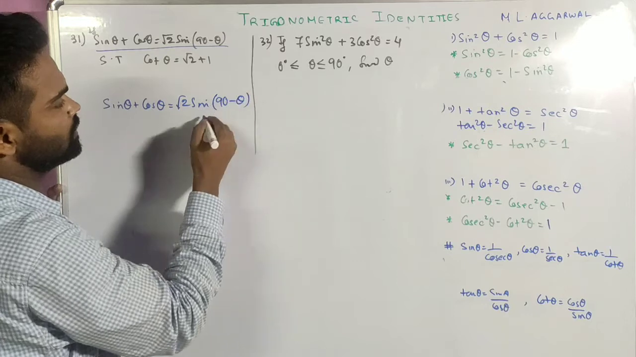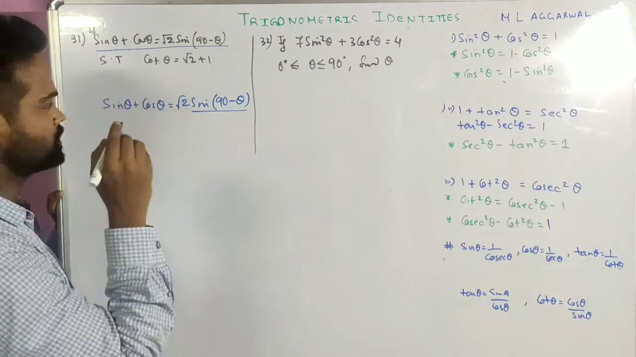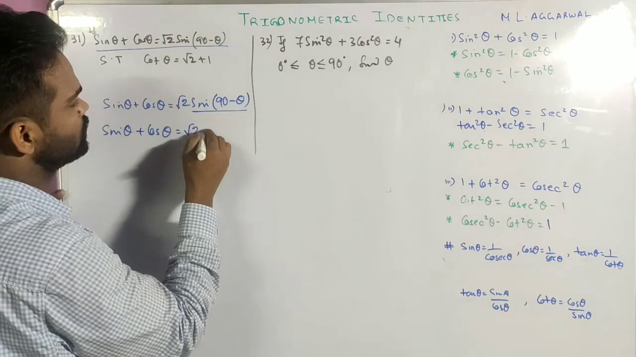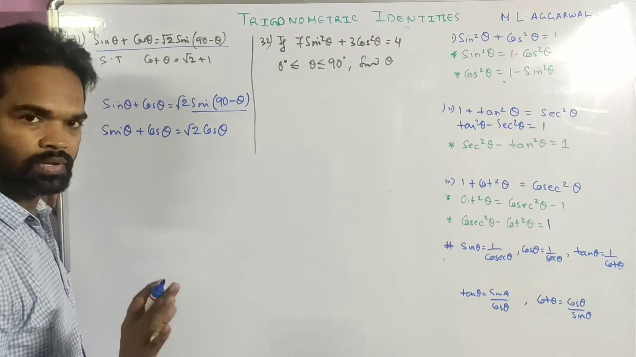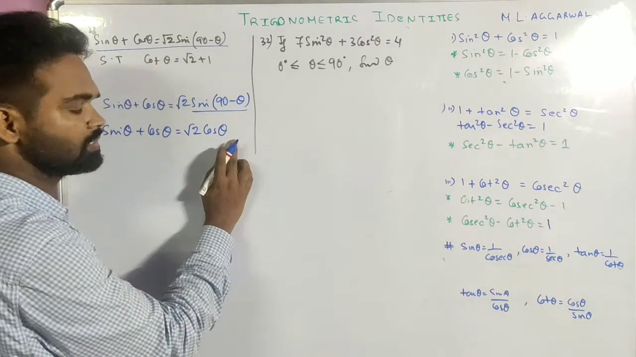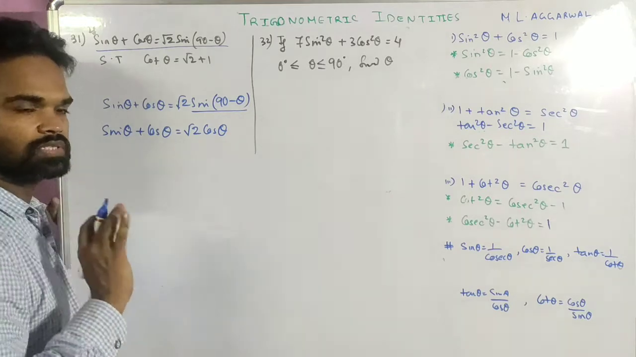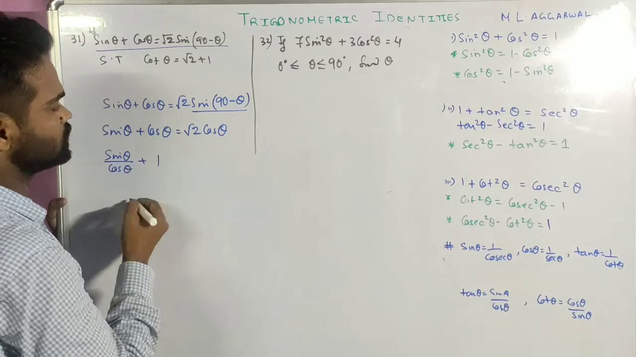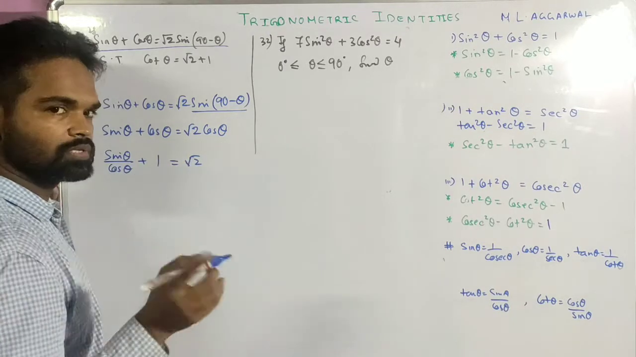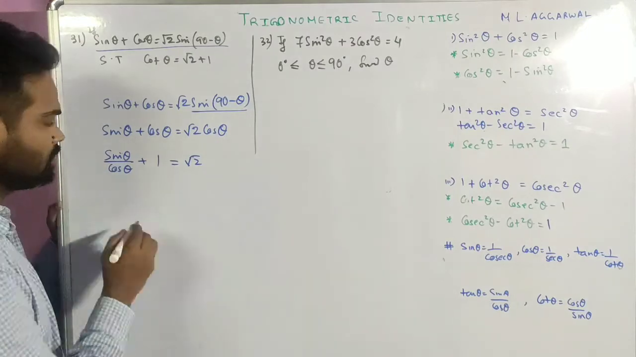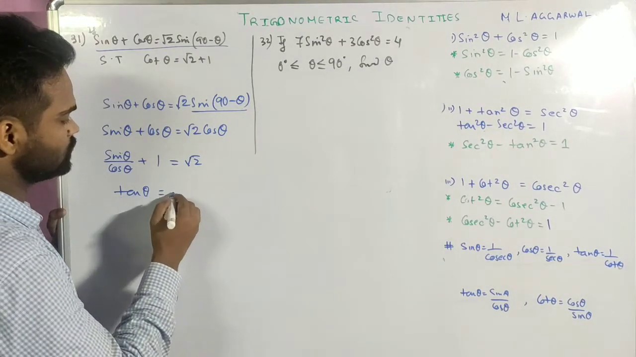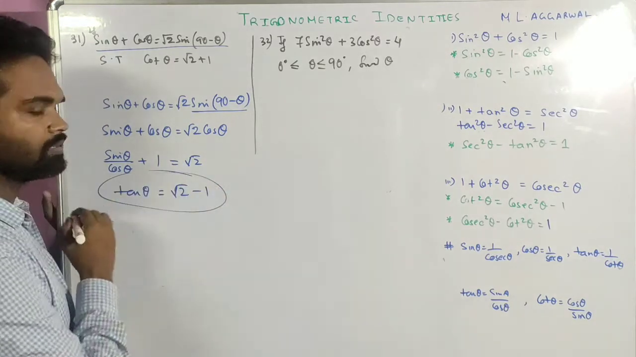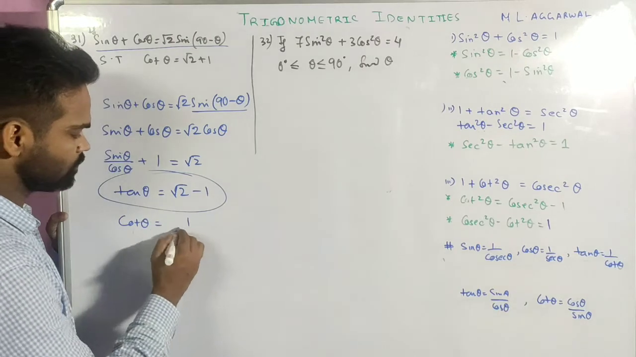Now we know complementary angle. Sin (90 minus theta) is cos theta. So sin theta plus cos theta equals to root 2 cos theta. Now what I'll do, I'll divide the entire thing by cos theta. So sin theta by cos theta plus cos theta by cos theta, which is 1, equals to root 2, because cos theta by cos theta is 1. Sin theta by cos theta is tan theta. So tan theta equals to root 2 minus 1. We got tan theta. So what is cot theta? Reciprocal of this.